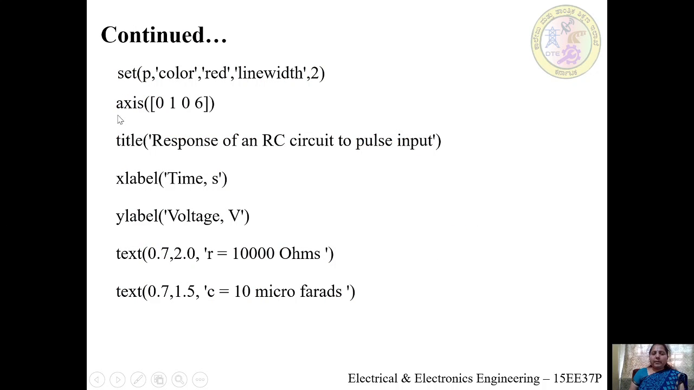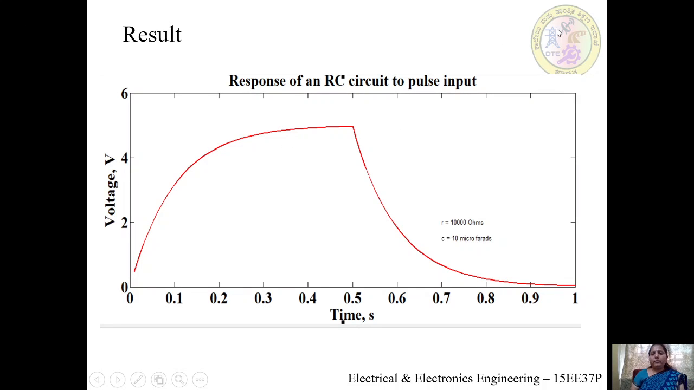By using this axis command, I can give all those details. So I'm entering 0 to 1 for the x-axis and 0 to 6 for the y-axis. Then I need to put a title for the plot. So I'm using the command title, and within single quotes, I'm mentioning the title text. When I execute the program, it's going to be displayed on the plot.